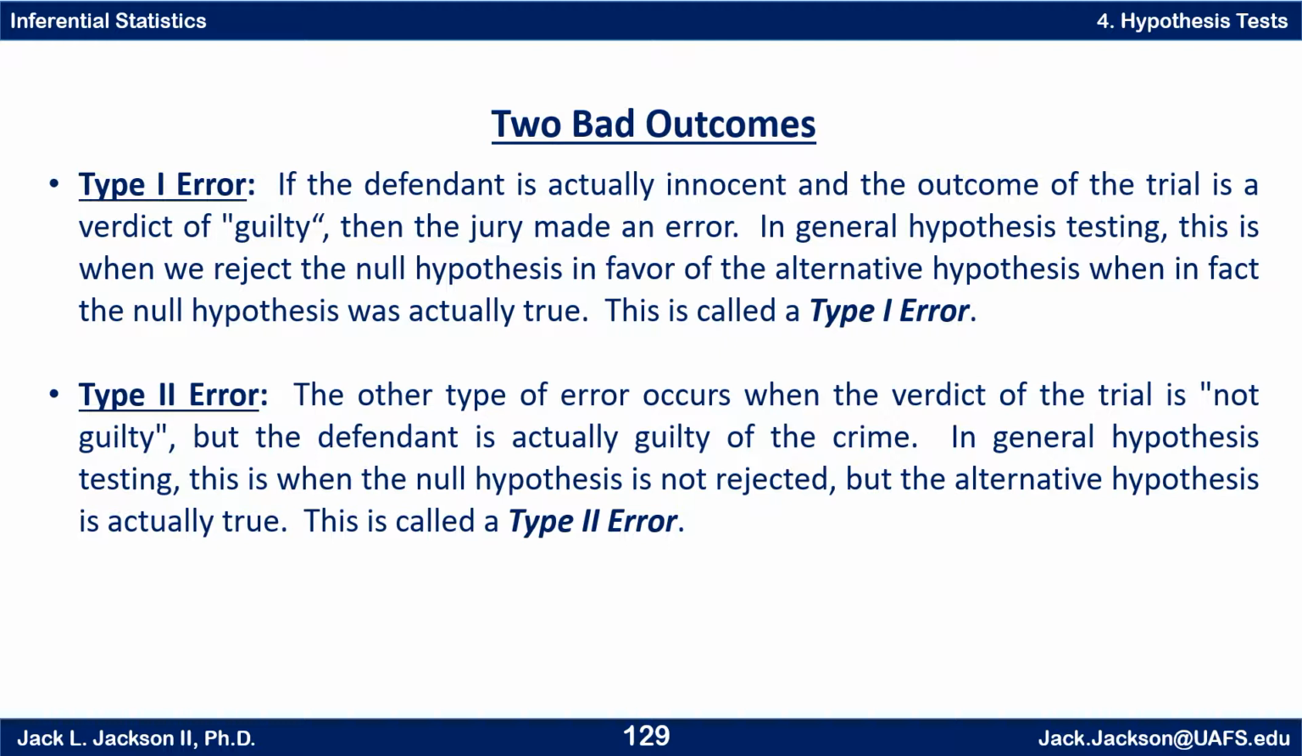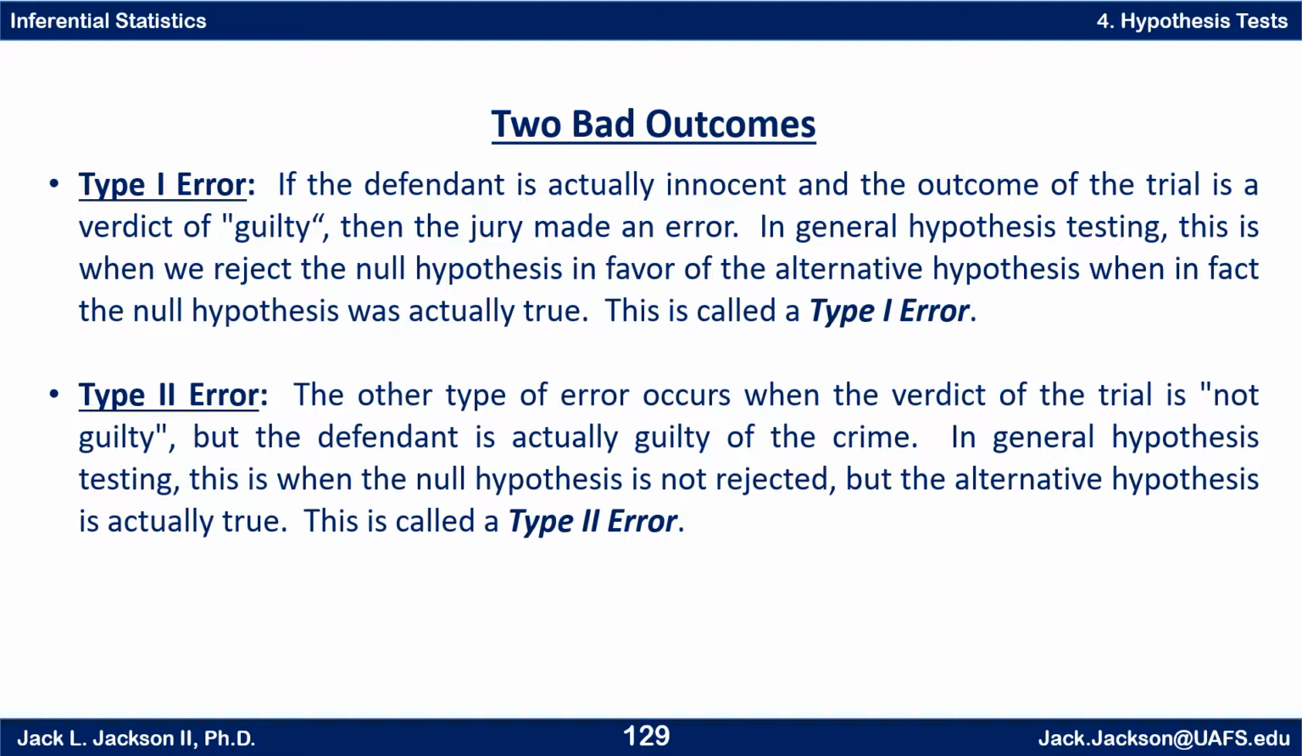If the defendant is actually innocent and the outcome of the trial is a verdict of guilty, then the jury made an error. We don't want that to happen. In general hypothesis testing, this is when we reject the null hypothesis in favor of the alternative hypothesis, when in fact the null hypothesis was actually true. This is called a type 1 error. The other bad thing that could happen is called a type 2 error.